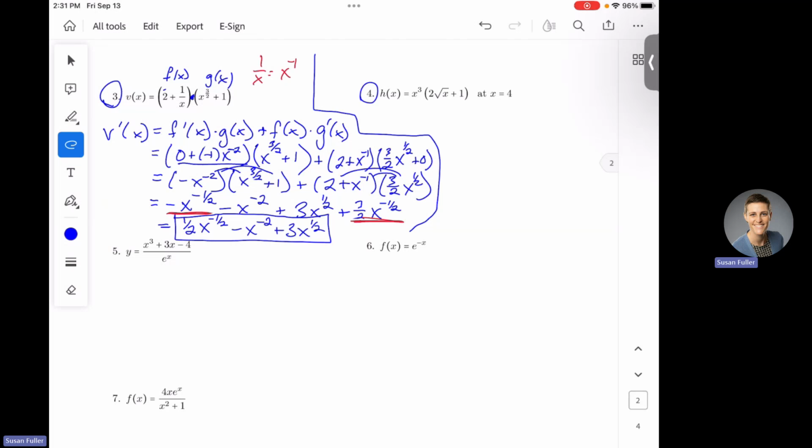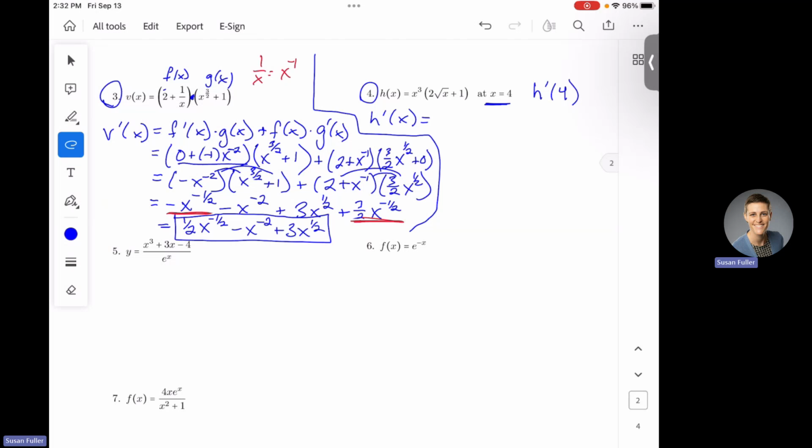All right, so let's come to number 4. Okay, so I have h of x equals x to the third times the quantity 2 times the square root of x plus 1. And I want to evaluate the derivative of this at x equals 4. So really what I'm looking for here is h prime of 4. I'm going to plug 4 into my derivative, but before I can plug 4 into my derivative, I have to find it. So we have to figure out what h prime of x is first.